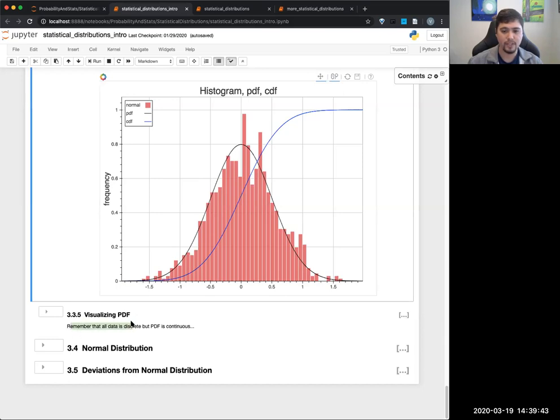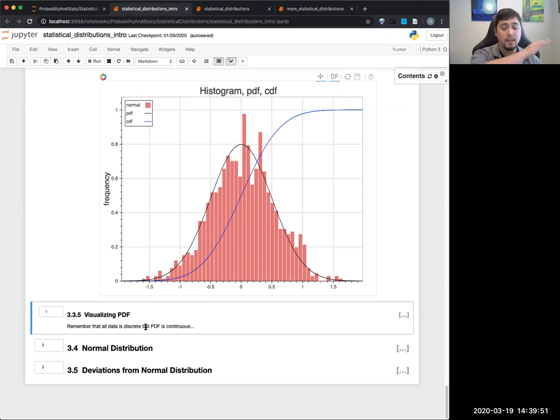I don't think there's anything else. Visualizing a PDF: just remember that all the data is discrete, but the PDF is continuous. So if you're thinking of a PMF versus a PDF, it's always going to be a PDF. It's going to be that density, meaning there's a continuum, so you can be any value along that whole x-axis. Okay. Sound pretty good? Cool.